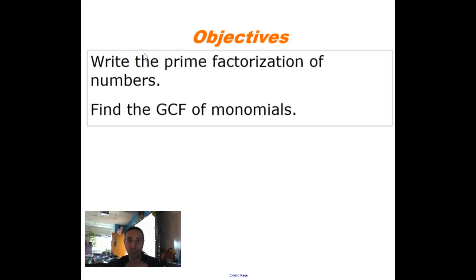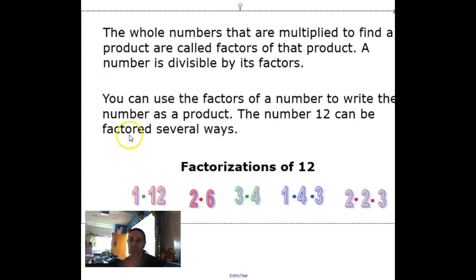So in this lesson, we're specifically talking about what is called prime factorization of numbers and finding the greatest common factor in a monomial. Well, what this looks like is whole numbers are the product of other numbers, and a number is divisible by its factors. So when we think of the number 12, it has factors of, well, 1 times 12 is 12. 1 and 12 are factors. Well, 12 is really also 2 times 6, or 3 times 4, or 1 times 4 times 3, or 2 times 2 times 3. All right, so there are all these different numbers that can be multiplied together to get the number 12.